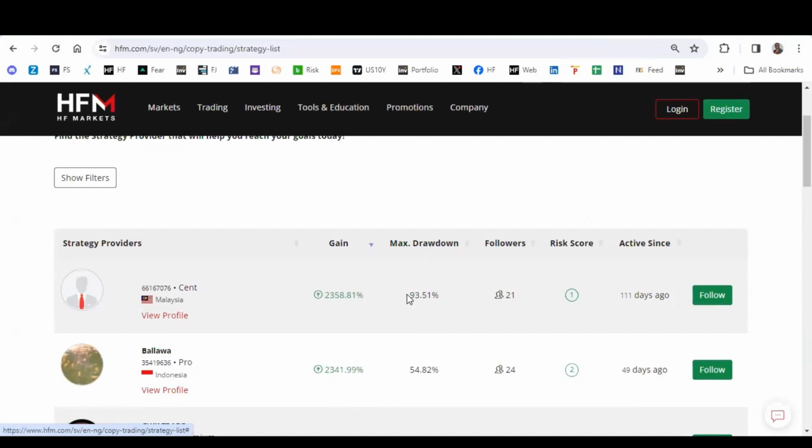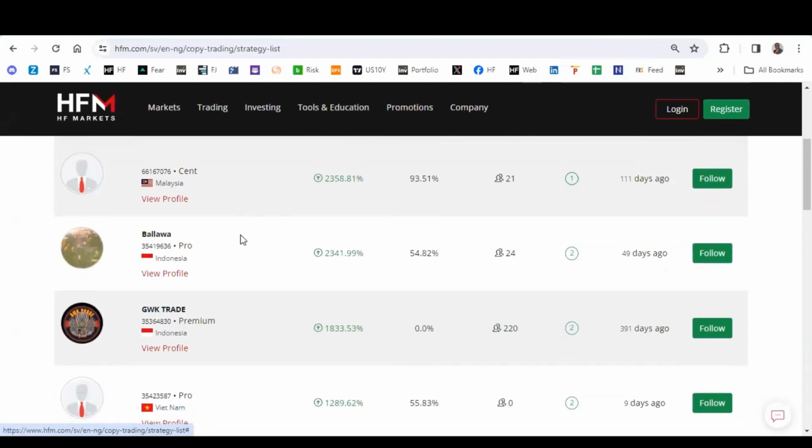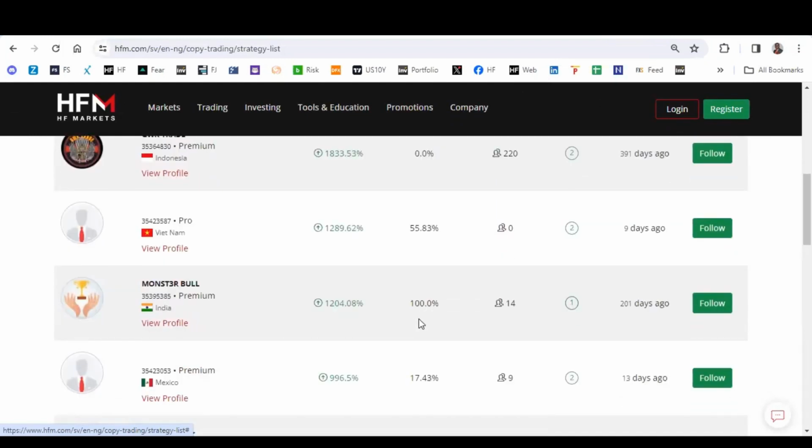So this first person has had a drawdown where they lost about 90-something percent of their trading capital. This one has lost about 54.82% of their capital at some point. This one hasn't recorded a losing trade. This person has, at some point, lost all his money. So you have to look into their performance and make a decision based on it.